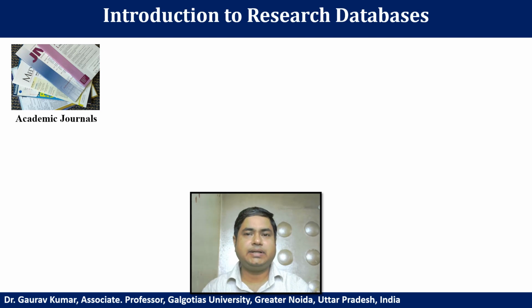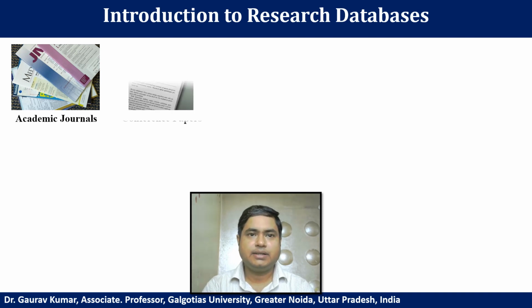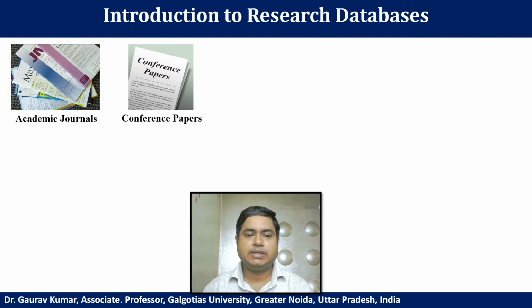Many research databases contain a vast collection of scientific articles published in academic journals. These articles often undergo a peer-reviewed process to ensure their quality and reliability. The conference papers. The databases often include papers presented at national and international conferences that can be a valuable source of cutting-edge research in various fields.